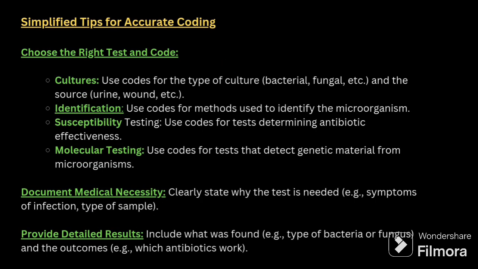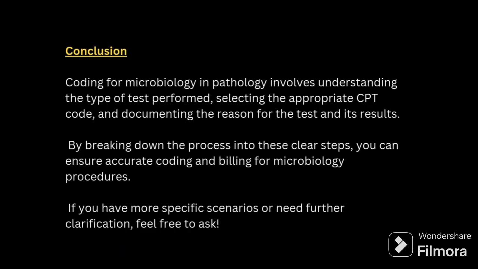Tips for accurate coding: choose the right code. First you have to check for the culture, identification, susceptibility and molecular testing. Based on the documentation, we have to assign the proper code. Conclusion: coding for microbiology in pathology involves understanding the type of test performed, selecting the appropriate CPT code and documenting the reason for the test and its result.